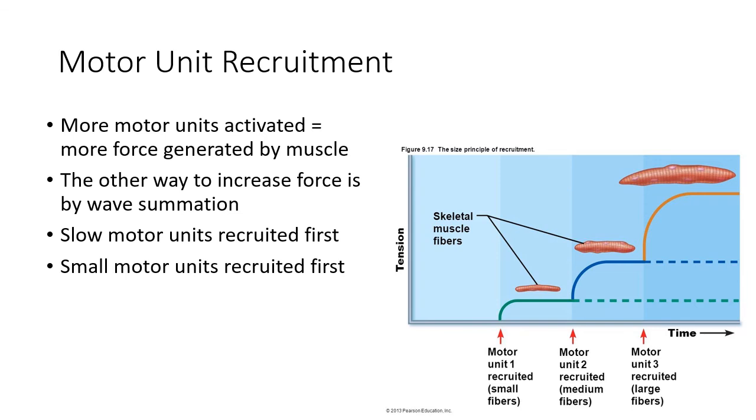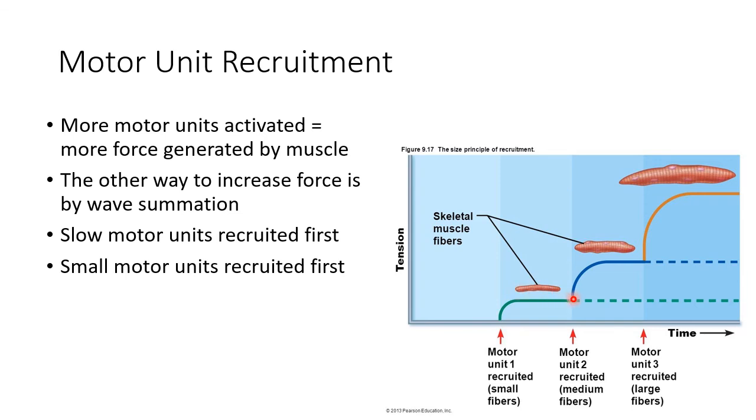Usually you're going to start by recruiting the slowest and the smallest motor units. The slow motor units would have the type 1 fibers. Since they're small, they would have few muscle cells in them. So at first, maybe you recruit this small motor unit, which can only generate a small amount of force because it only has a few muscle cells in it, and those cells are the small type 1 cells.